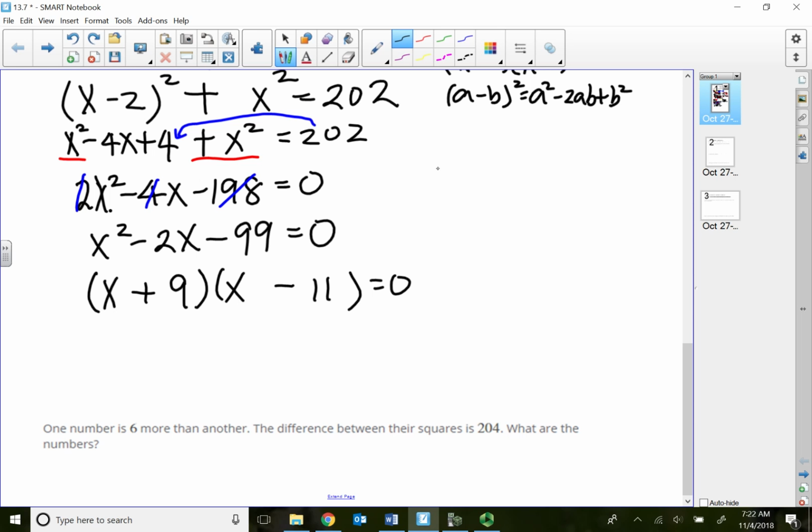All right, set each factor equal to 0. So x plus 9 set equal to 0. One of my answer is negative 9. X minus 11 equal to 0. The other answer, x equal to positive 11.